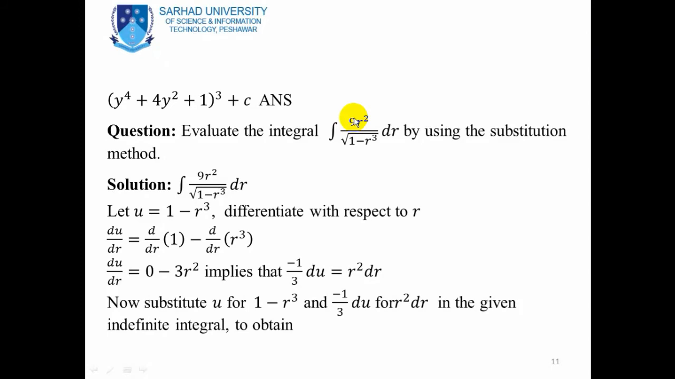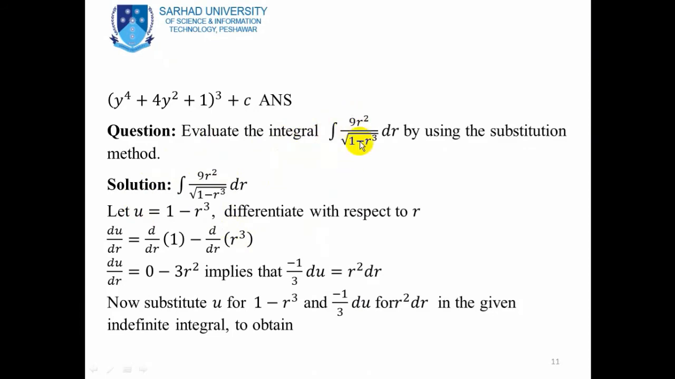Because if we suppose 1 minus r cube for a new domain u, then after taking the differentiation with respect to r, we will obtain the remaining part of the function. The remaining parts, as you see over here, are 9r square and dr. These remaining parts are in terms of r, so after differentiating, we can obtain them in terms of u. That's why we suppose 1 minus r cube is equal to u. If we suppose 9r square is equal to u, we cannot obtain the other remaining part, 1 minus r cube, in terms of u. So this point is very important.